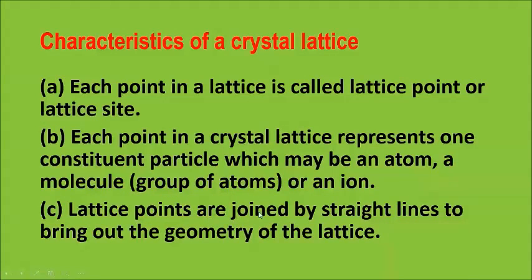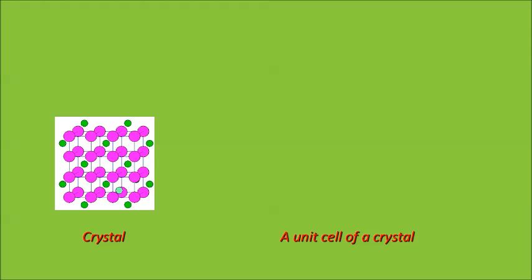Lattice points are joined by straight lines to bring out the geometry of the lattice. If we join the constituent particles with straight lines, you'll get straight lines through the lattice points, and we can find out which geometry the crystal possesses. Now let's see an example of a crystal. Here you can see a crystal lattice where we have differently colored balls, and each point is represented as the lattice point.